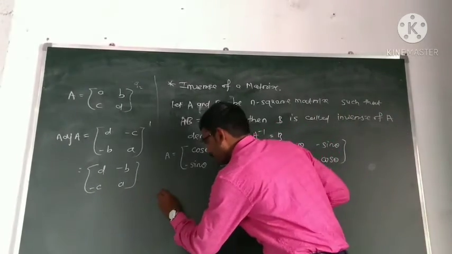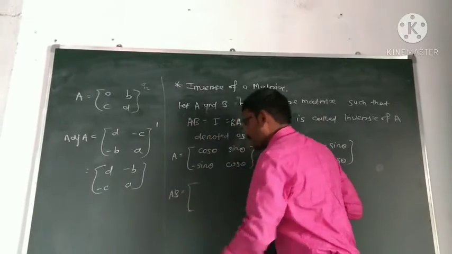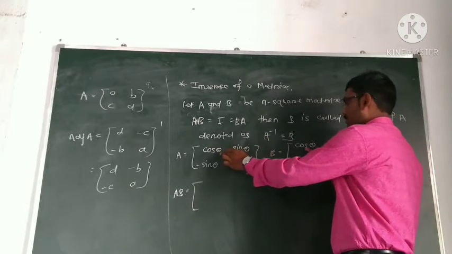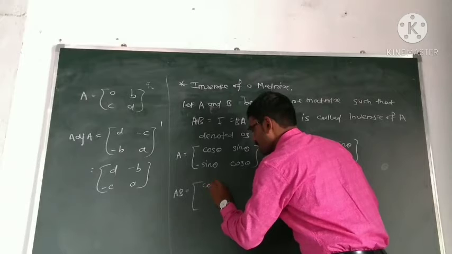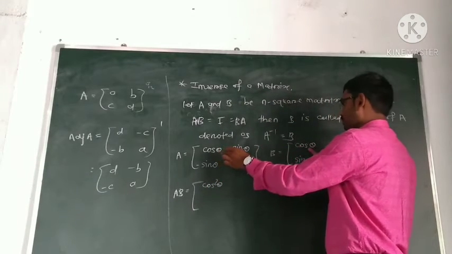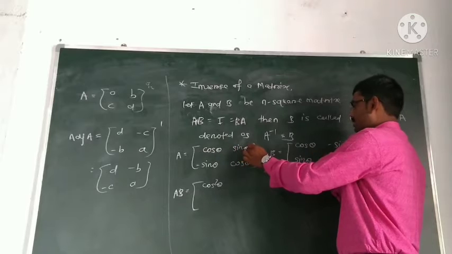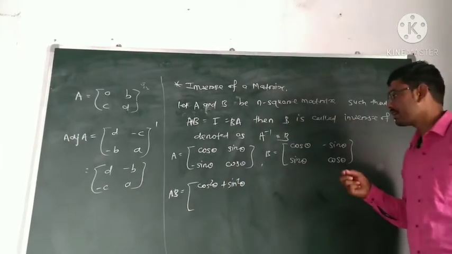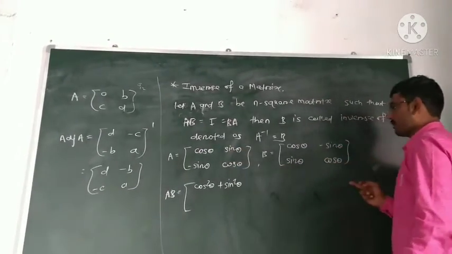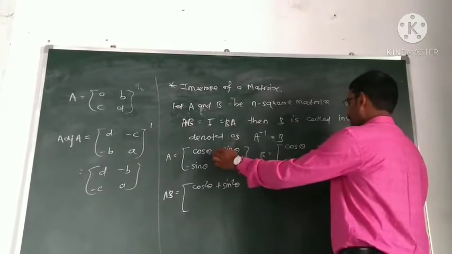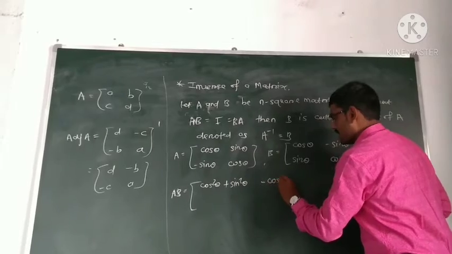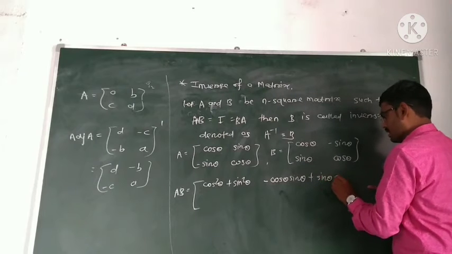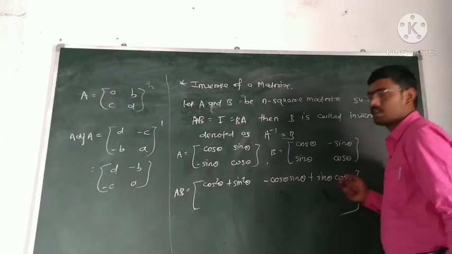Now here the product AB is equal to, for the first row, first column, cos into cos theta is cos square theta, then plus sin theta into sin theta, that is plus sin square theta. This is the first entry. Then first row, second column: this is cos into minus sin, so minus cos theta into sin theta, plus sin theta into cos theta. This is the second entry.